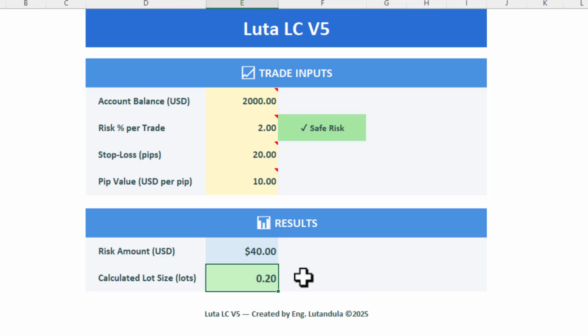After this, I highly recommend watching the next video on risk management. Combine that knowledge with this calculator and your trading will level up instantly.